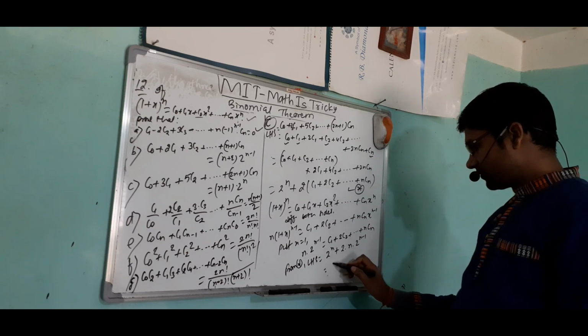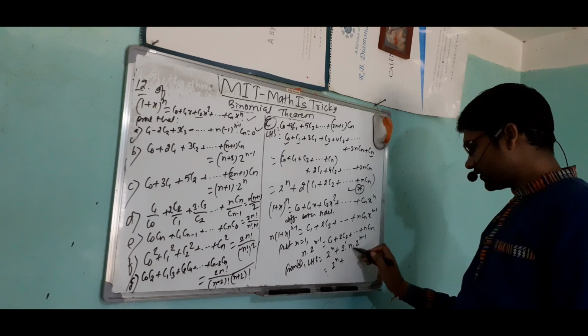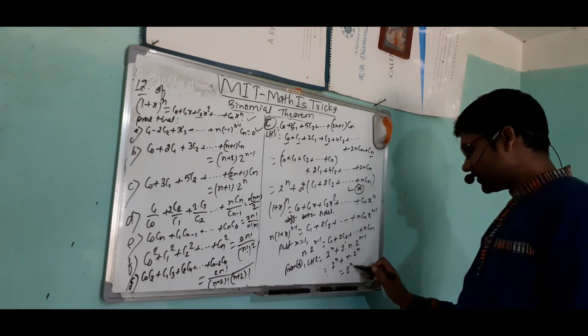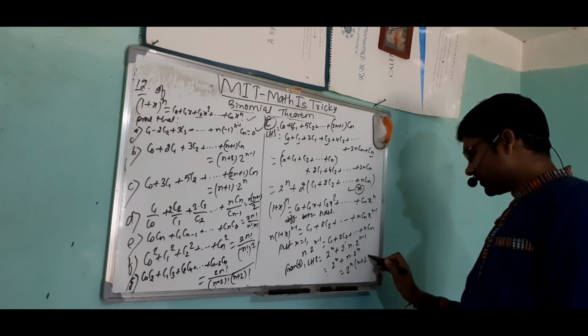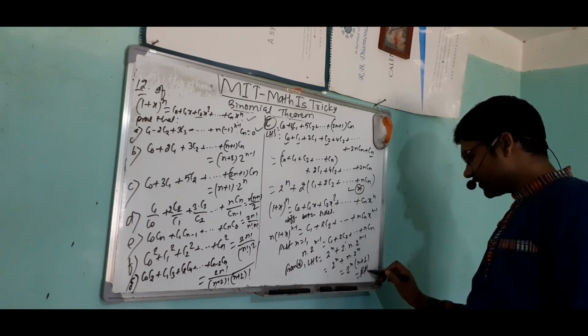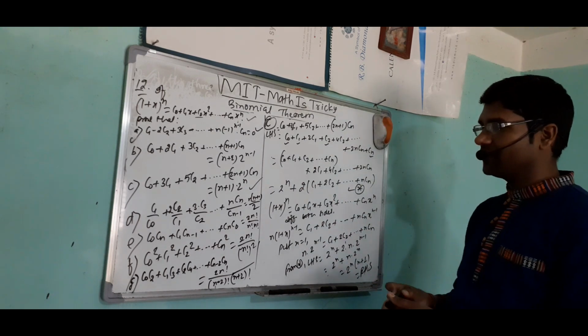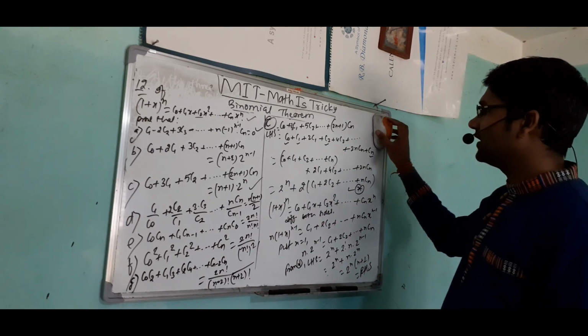So 2^n plus second here, this will give n·2^n, and if we take 2^n common, we'll get n times this, which is the RHS, isn't it? So this is what we need. Question number C done. Let's move to question number D.